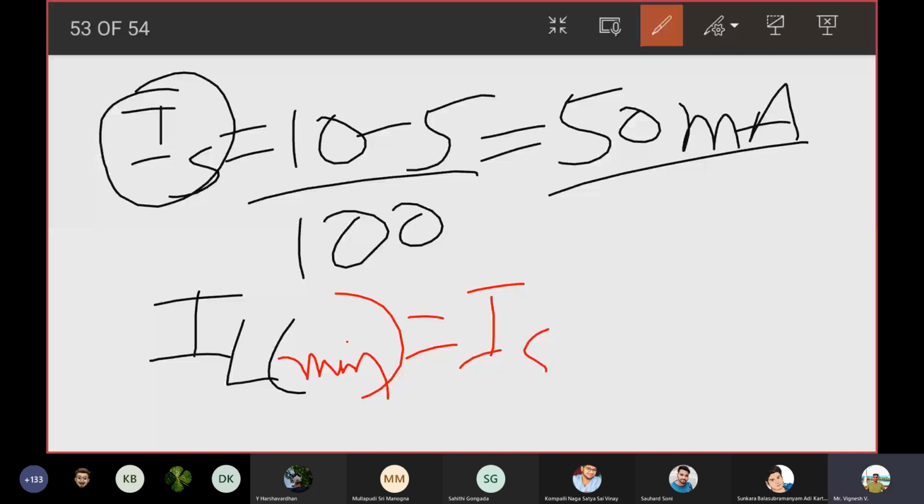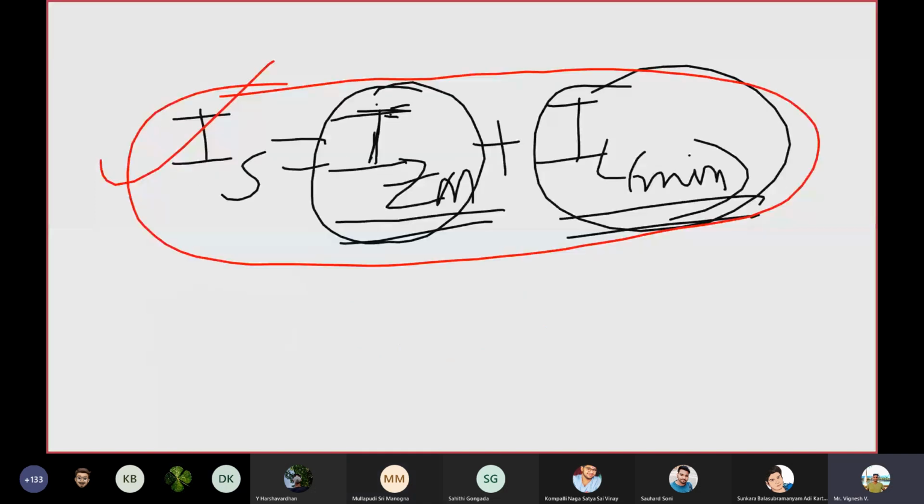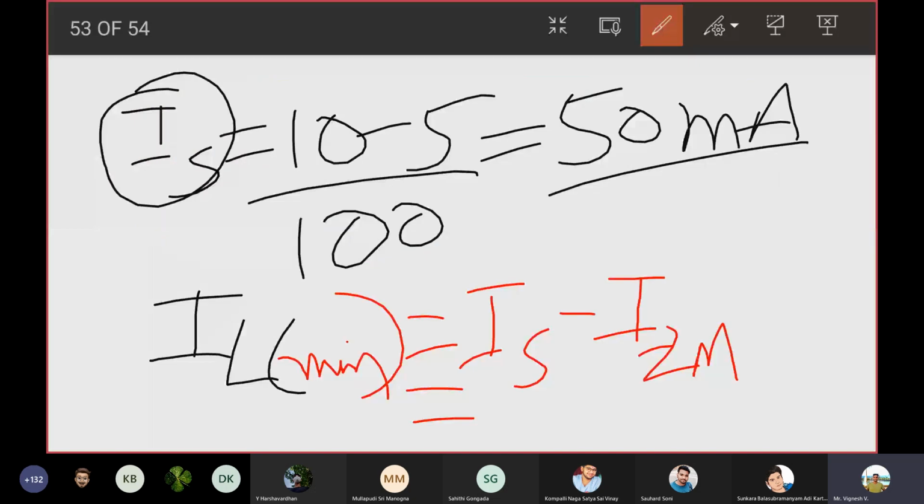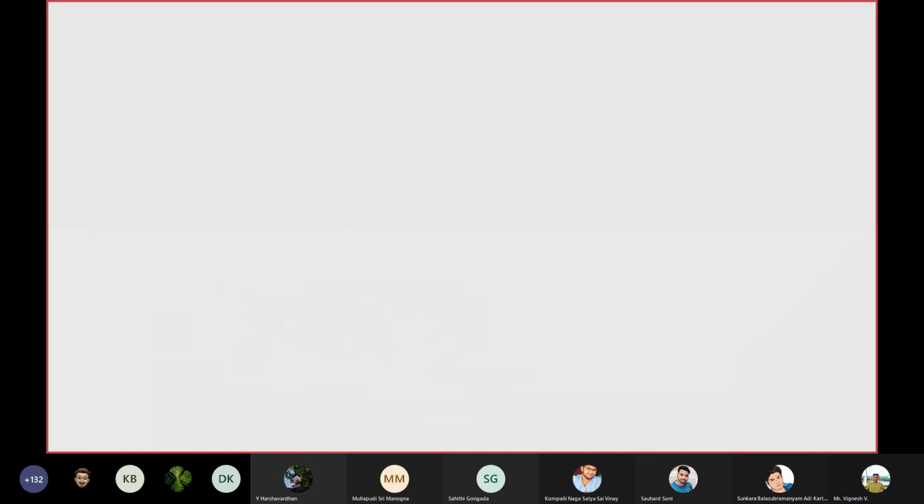Yes, sir. If you look at this equation, you can find out IL min equals IS minus IZM, right? How much is the value? You will get 20 milliamps because 50 minus 30 is 20 milliamps. So once you find out what is IL min, obviously you can find out what is RL max.